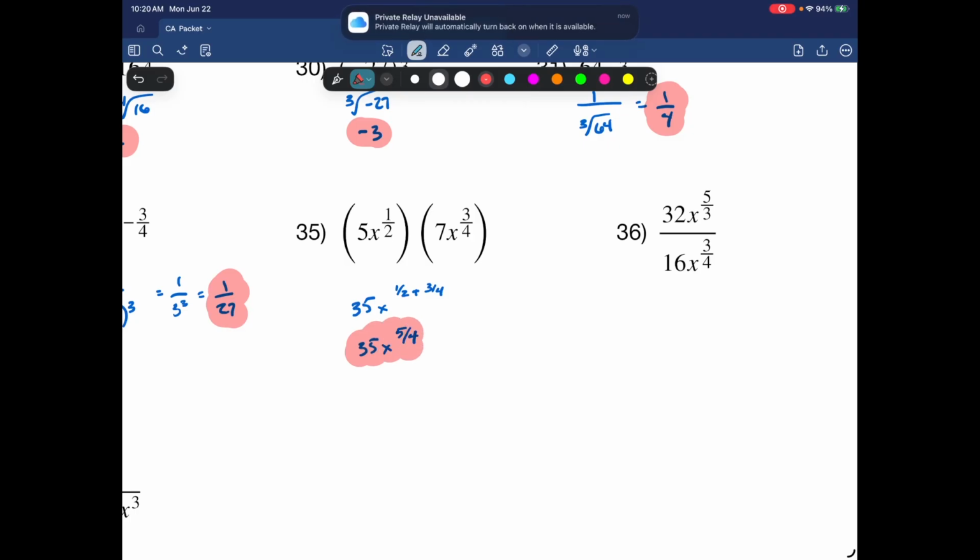All right, on 36, we're going to divide. And so that's going to be 32 divided by 16 is 2. And because a while ago on 35, we multiplied like bases, so we added. Here we're dividing like bases, so we're going to subtract. So it's 5/3 minus 3/4. And again, you can use your calculator for help with that. But that's going to give you 2x to the 11 over 12.